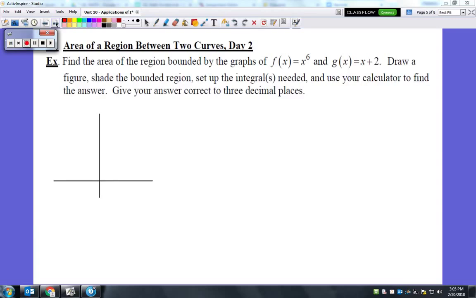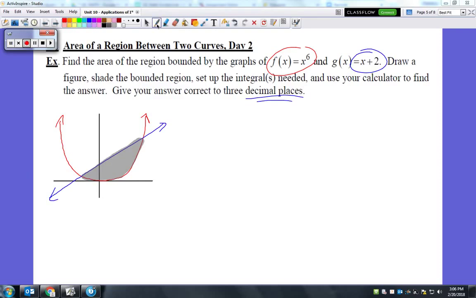Okay? Alright, so we have x to the 6th. It's like a quadratic, only the bottom of the base is more rounded. And if it was x to the 8th, x to the 10th, it would get fatter and fatter on the bottom. This right here is a normal linear function translated 2 units up. And we want to find the shaded region, so all of this right here. Alright, we want to find the shaded region, and these two words will make you kind of happy because you know you're going to be able to use what? Yeah, this will be with calculator.